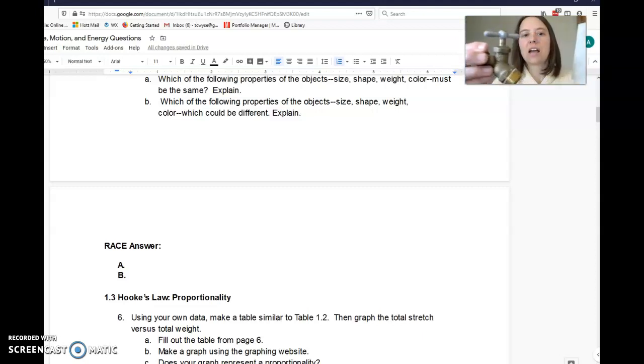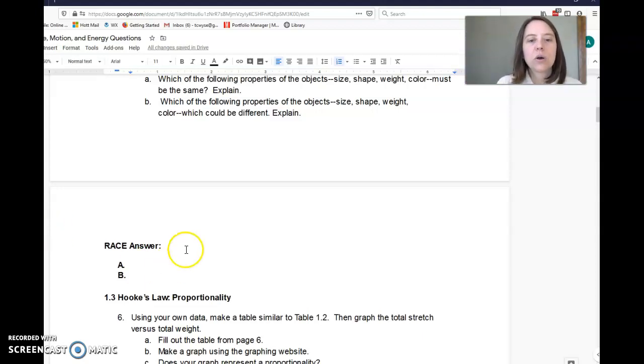Must they have the same size when they both stretch the spring to the same amount? Do they have to have the same shape? Do they have to have the same weight? Do they both have a weight of 1.5 newtons? And color, do they have to have the same color? So for A, which of the following properties must be the same? Comparing these two objects, we know that they both stretched the spring and had a weight of 1.5 newtons. So which ones must be the same?